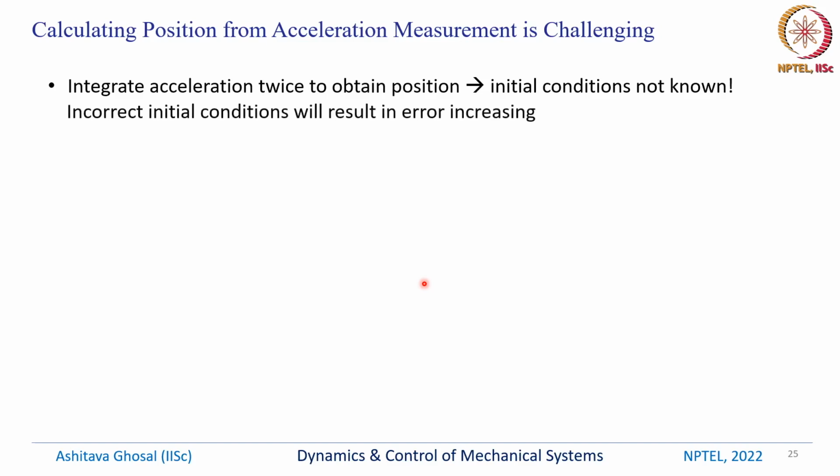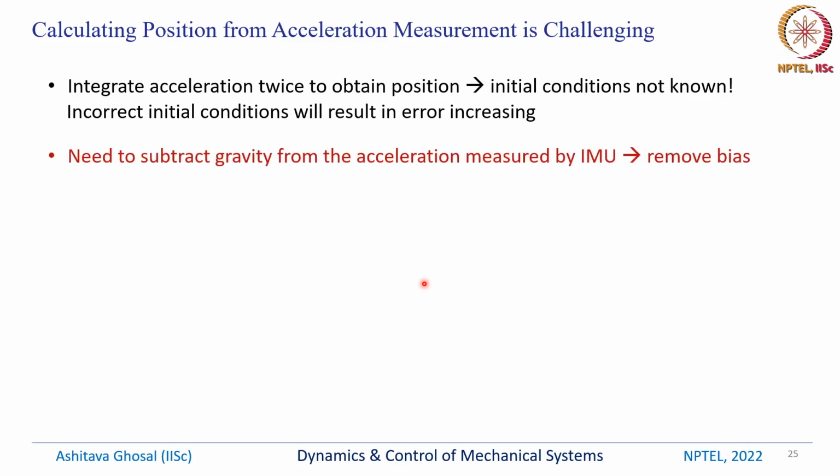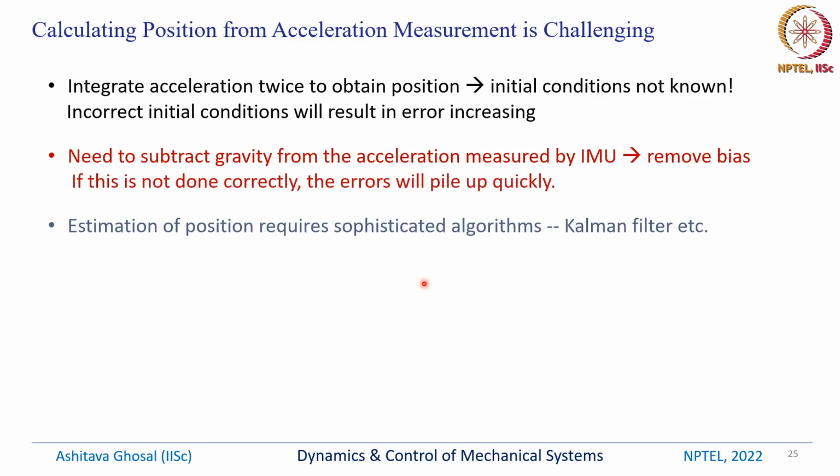Okay, so incorrect initial conditions will result in errors, and these errors will increase with time, because if I do not know C1, remember C1 is multiplied with t. If there is an error in C1, then as time progresses, C1 times t will keep on increasing, and the error will increase. We also need to subtract gravity from the acceleration measured by the IMU. So this is a bias. And if this is also not done correctly, the errors will pile up. So measuring position from acceleration is non-trivial.